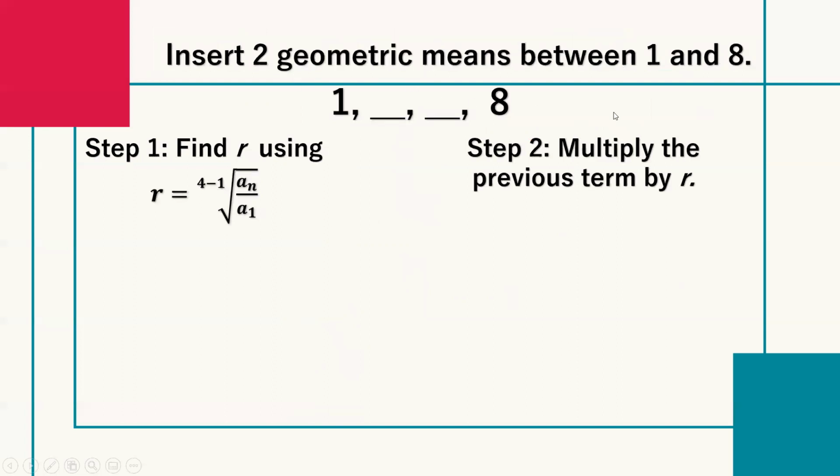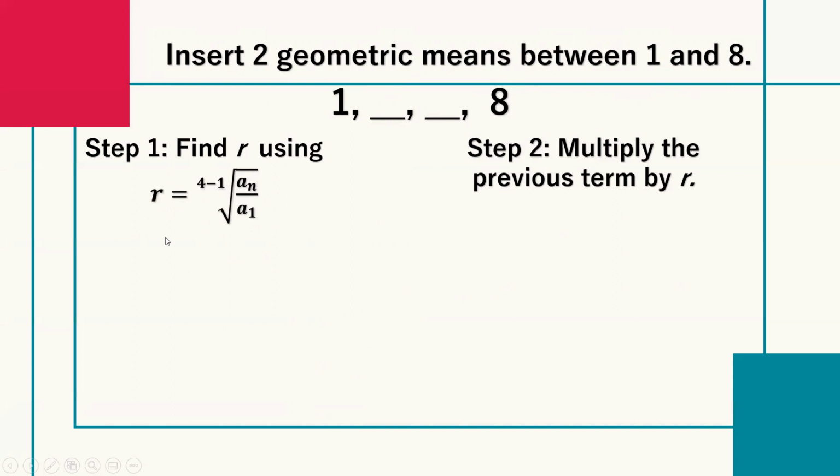So next example. Insert two geometric means between 1 and 8. Now dito, meron tayong apat na terms. So ibig sabihin, isang sign lang. Depende sa example. Okay po, depende sa sequence na ibibigay. So isa lang yung kukunin nating common ratio niya. So how to find the common ratio? You will just use the formula n minus 1 root of a sub n over a sub 1.